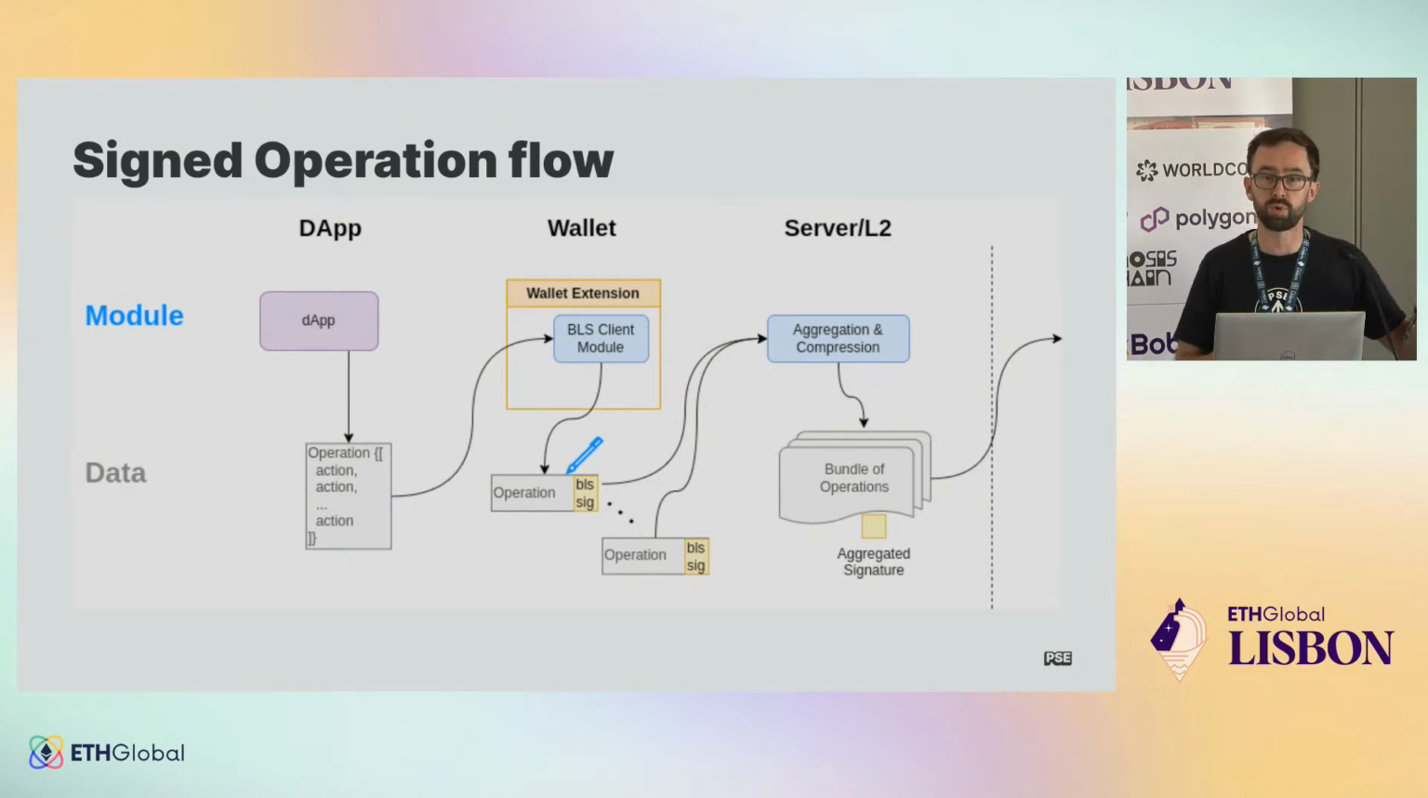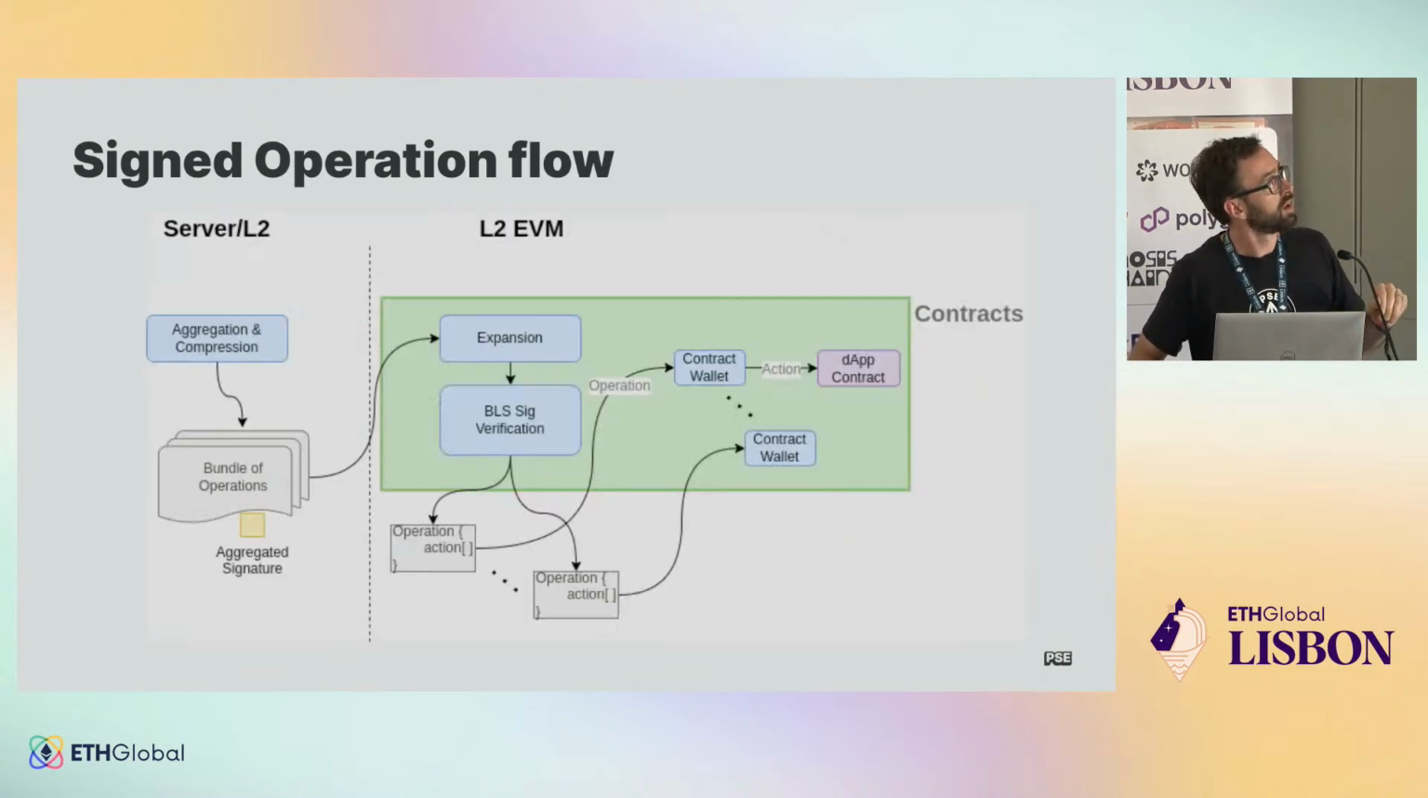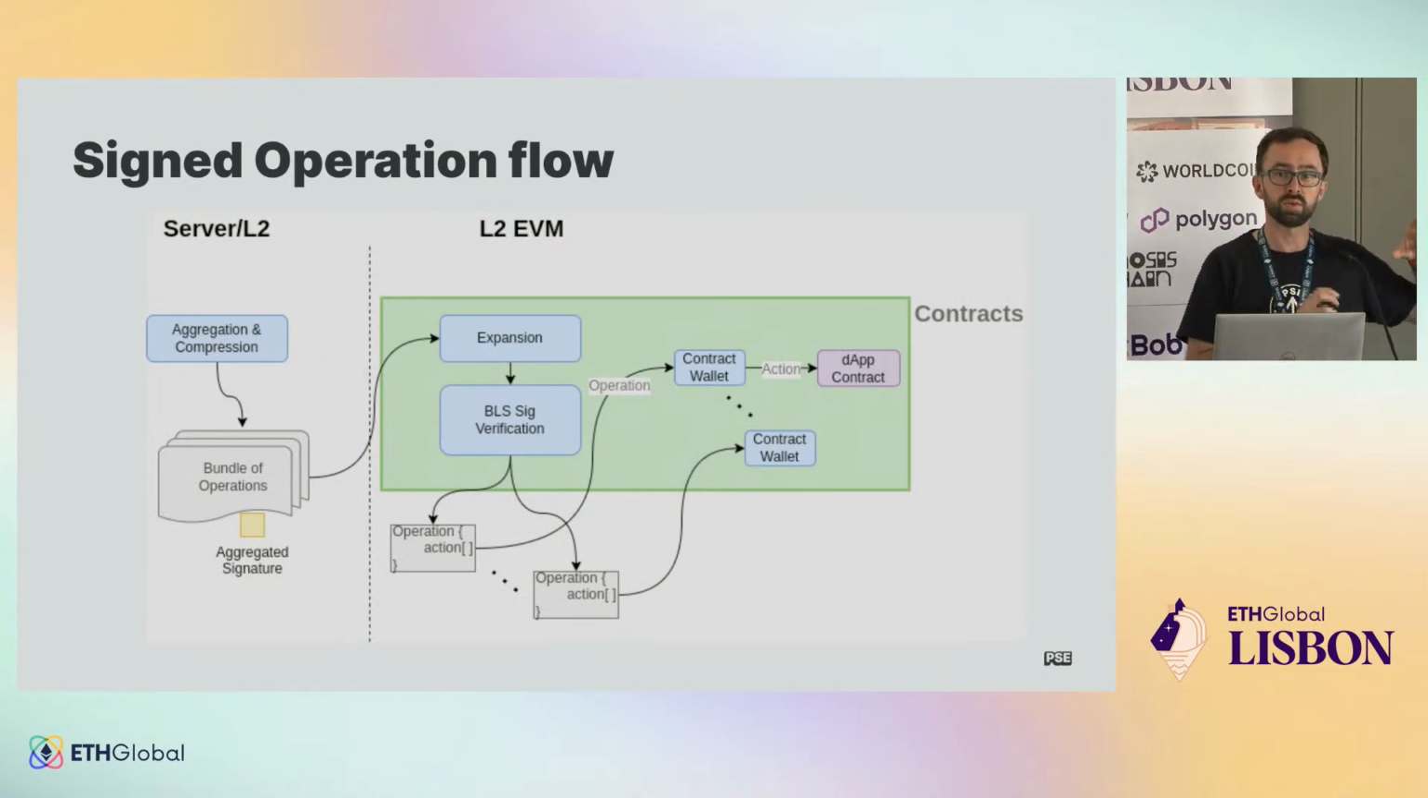But also there's additional compression that we do to, again, reduce the size of what gets rolled up. So in the end, basically the essence of this is we're trying to reduce the data that will get rolled up. We'll talk more about compression after. With that bundle of operations and the single aggregated signature, we then make the call to the smart contracts.